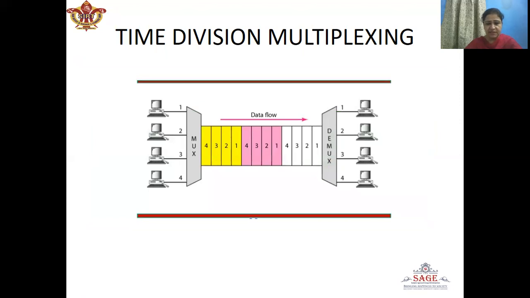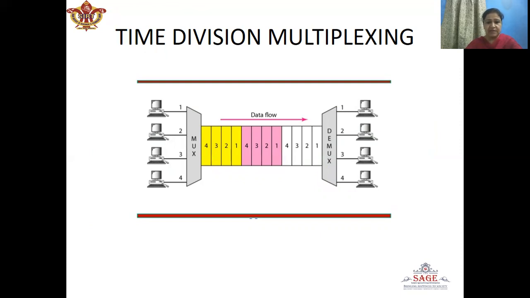Now, here we can see the figure which describes the process of time division multiplexing. In this figure, we can see that there are four signal sources. The signal from each source is sampled. Each sample is transmitted at an interval of Ts, which is the sampling interval.